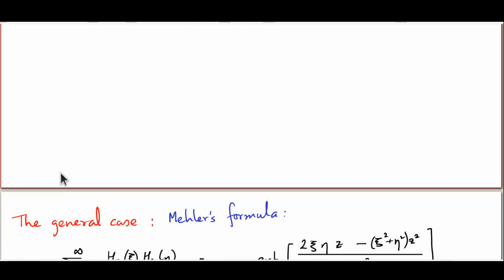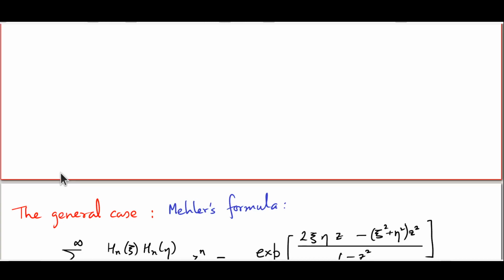In order to do that, we need to make use of a mathematical formula from the theory of special functions, the theory of Hermite polynomials to be exact. This formula goes under the name of Mehler's formula or Mehler's kernel, and this is a kind of generating function. It is a bit different from the kind of generating functions that you are used to, in the sense that this is a generating function not for a given polynomial, but a product of two polynomials.